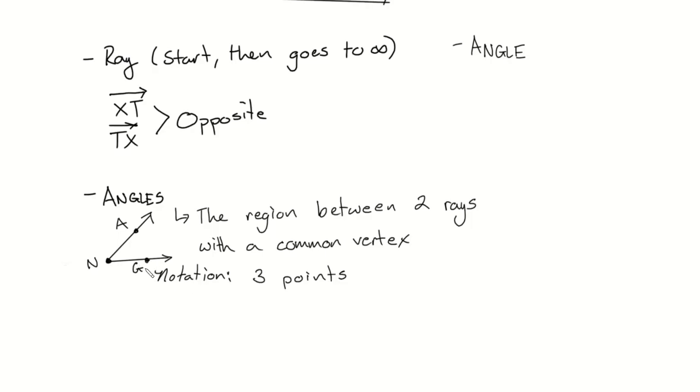Okay. How would I name this angle? What 3 points should I use? Is there a particular order? Can I just list all 3 of them out? What do you think? We have to have the vertex in the middle. And we'll see why that is. We need a little bit more complex picture. We'll say 3 points with vertex in the middle.